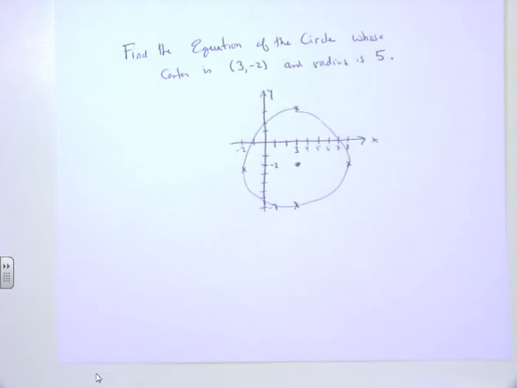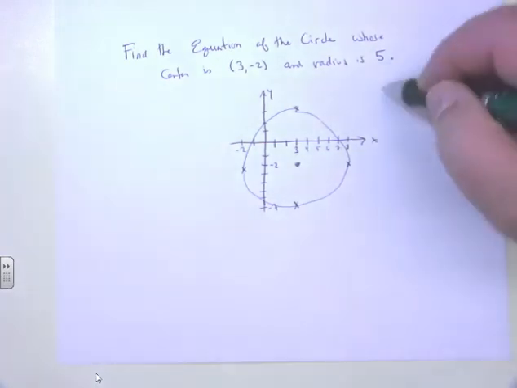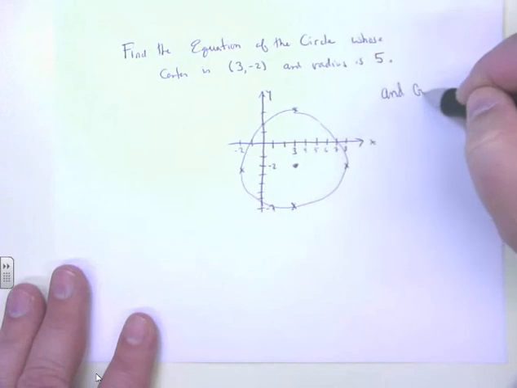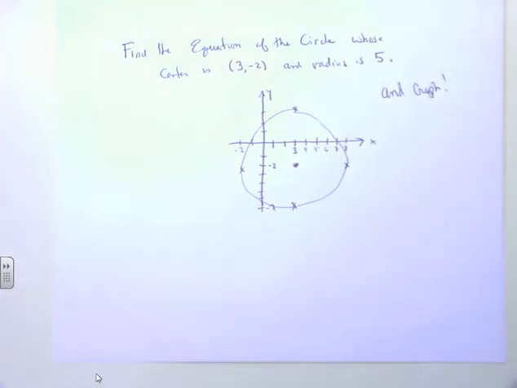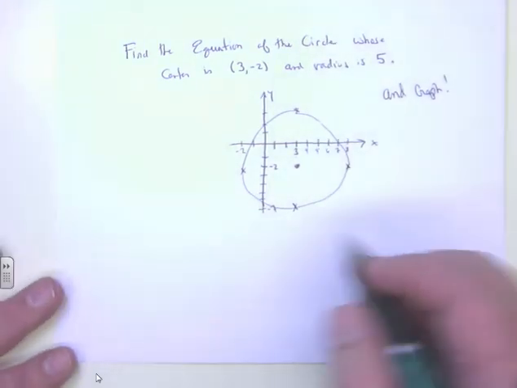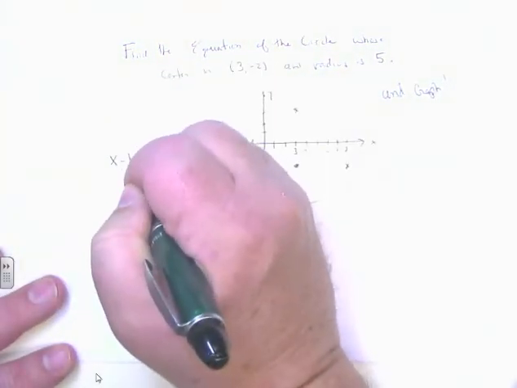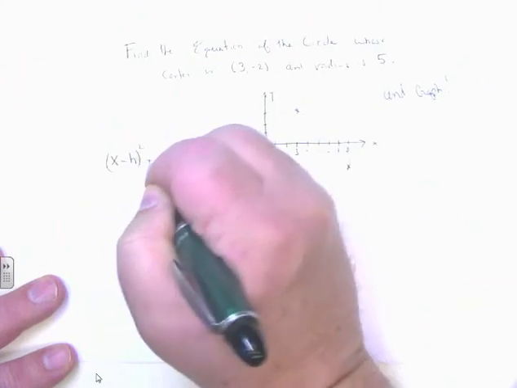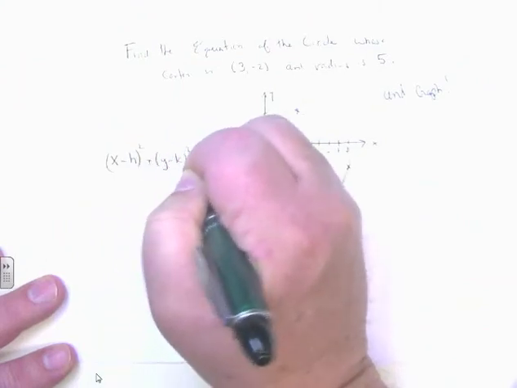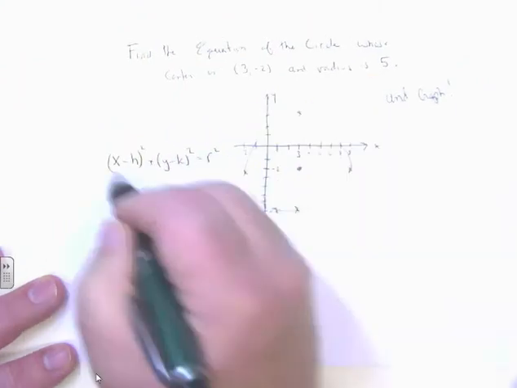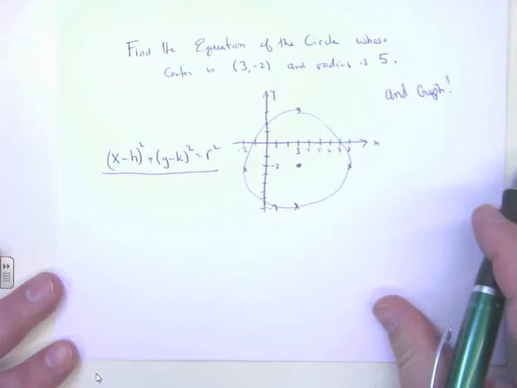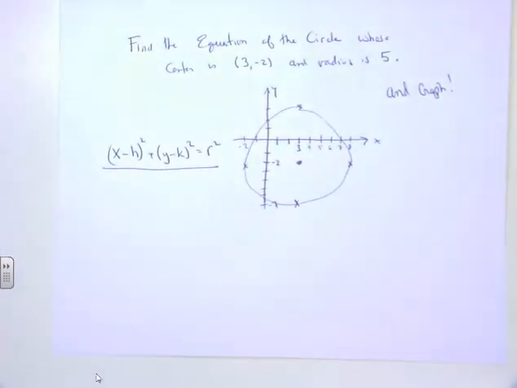And sometimes I will say, and graph. So there you go. I graphed it. But I want the equation of a circle. The equation of a circle is (x - h)² + (y - k)² = r². This is the general form, or what we call standard form, of the equation of a circle.